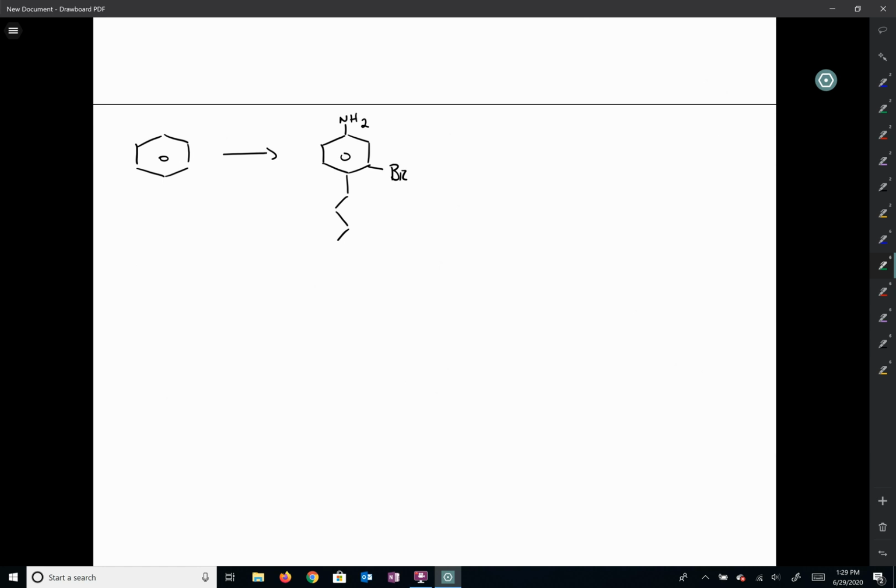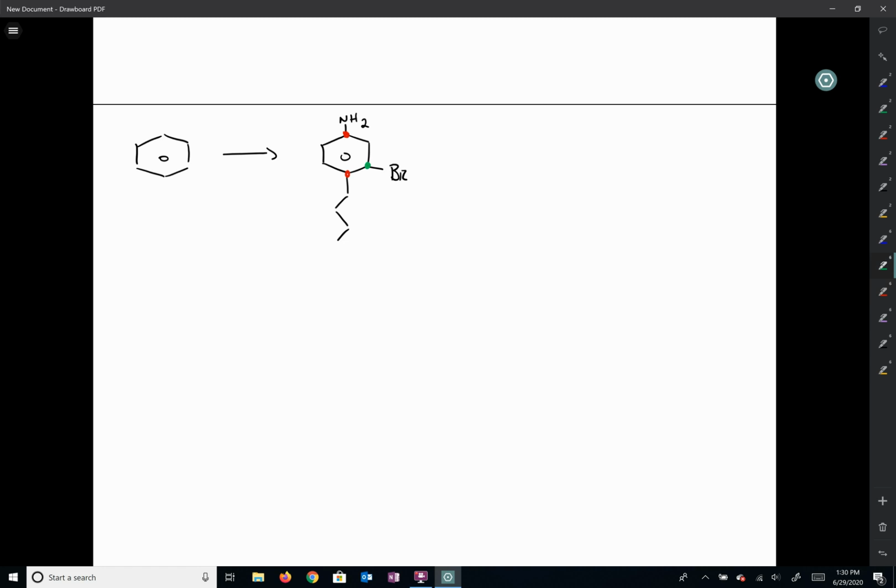All right, so we are working on an aromatic ring, and now we're actually adding stuff to the ring. So we start with an unsubstituted ring, and at the end, we have to add an alkyl group, a halogen, and an amine. The amine and the alkyl group are para to each other, and the amine and the halogen are ortho to each other.